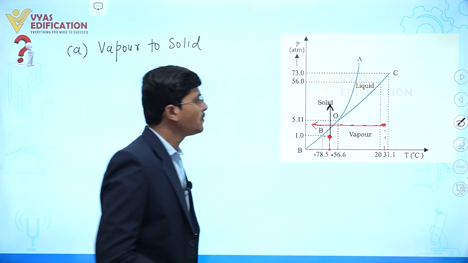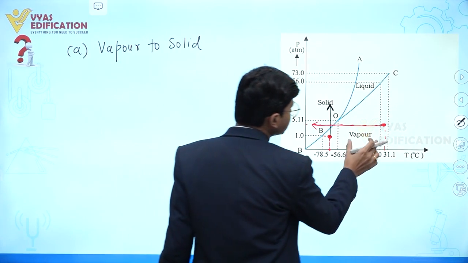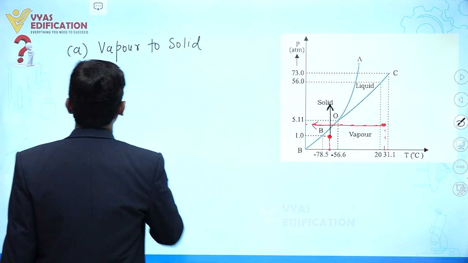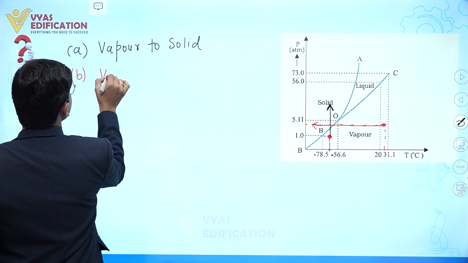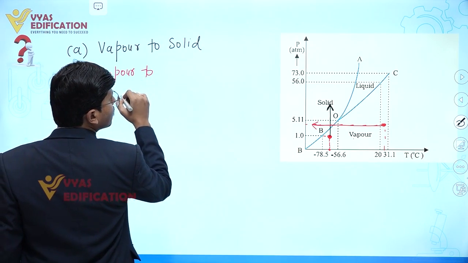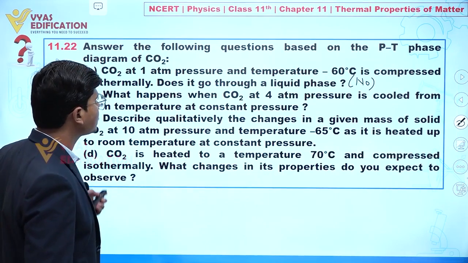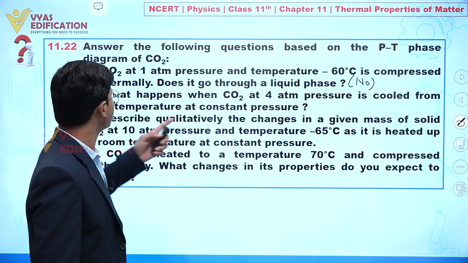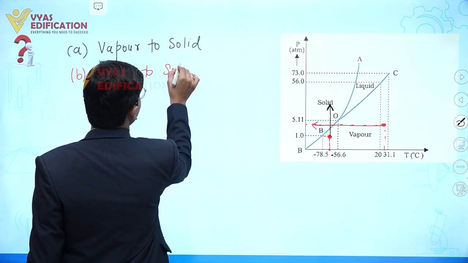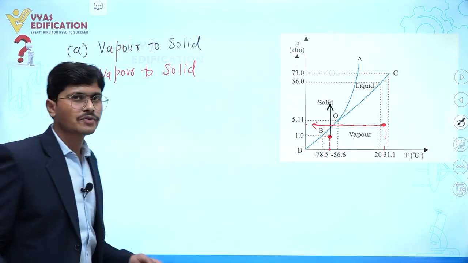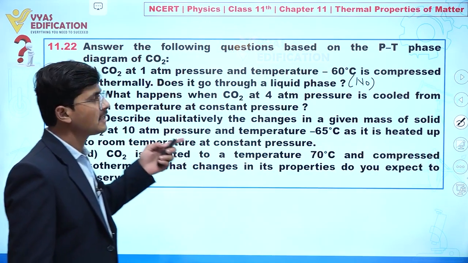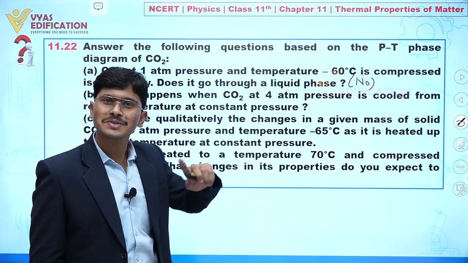At that time you can see the phase of CO2 is changing directly from vapor to solid without going into liquid, clear. So for part number B, the temperature is given, pressure, yes, 4 atmospheric pressure. So I can say again vapor to solid, clear to everyone. So it is cooled, so definitely it is directly converting from vapor to solid, clear.